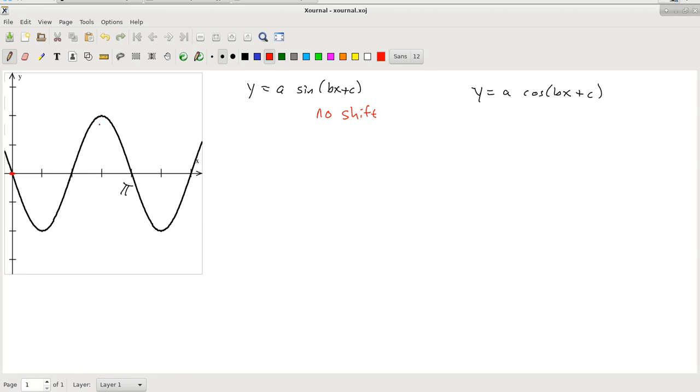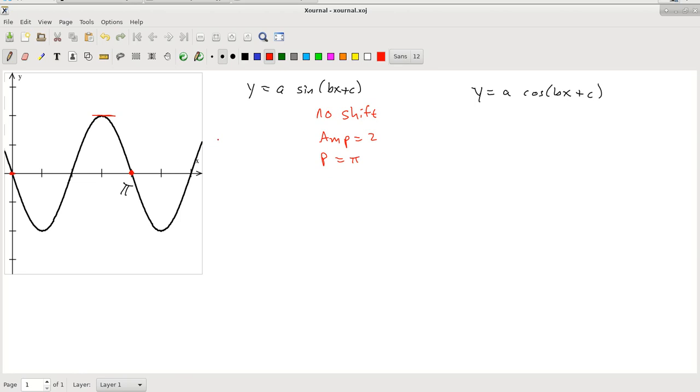The maximum height that the graph attains happens here at y equals 2. So our amplitude is 2. The period is the distance from the starting point of one cycle to the end point of one cycle. So I see that happens from 0 to pi. So that distance is pi.